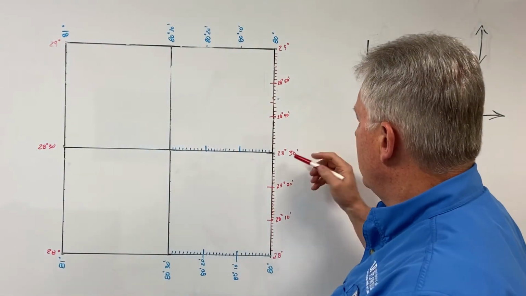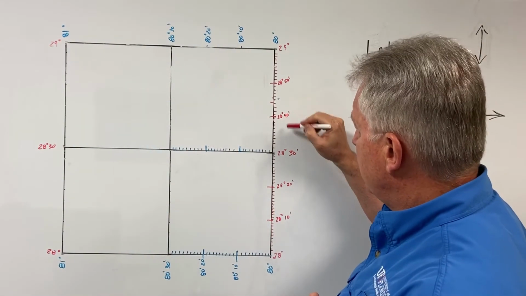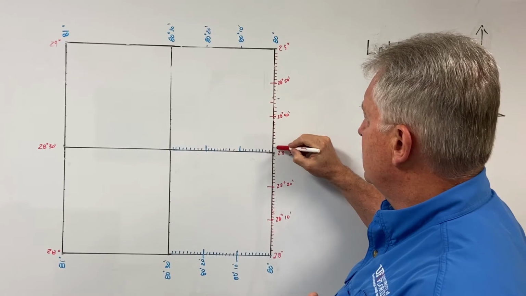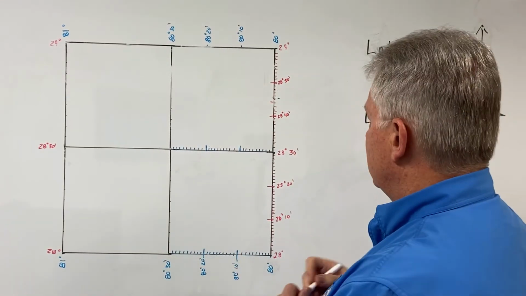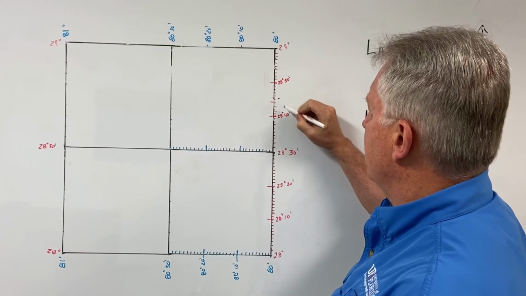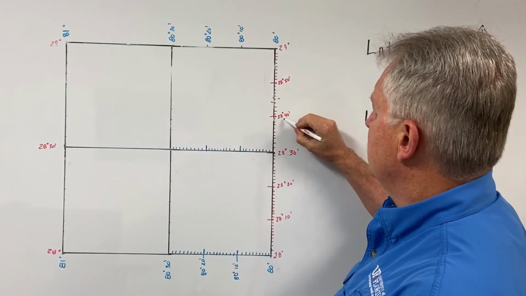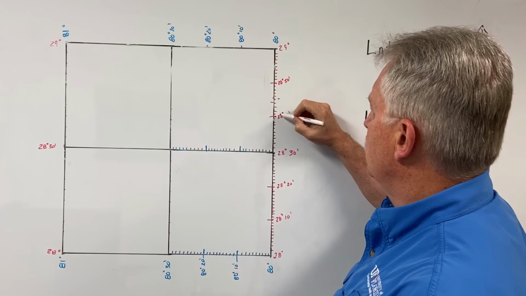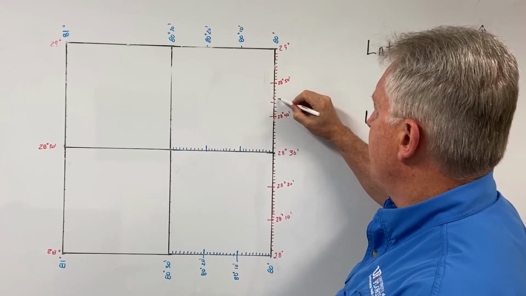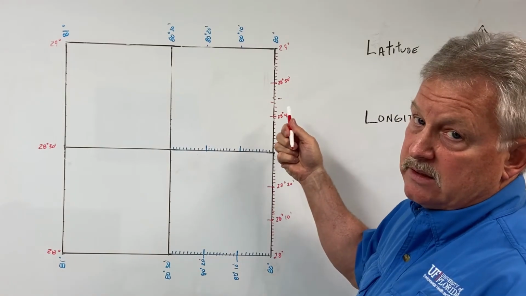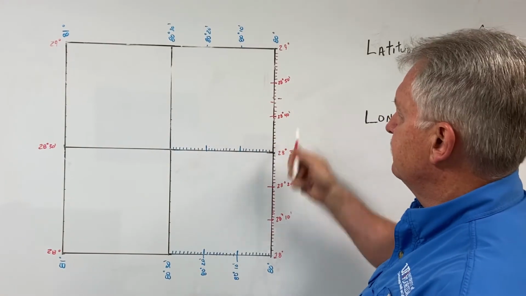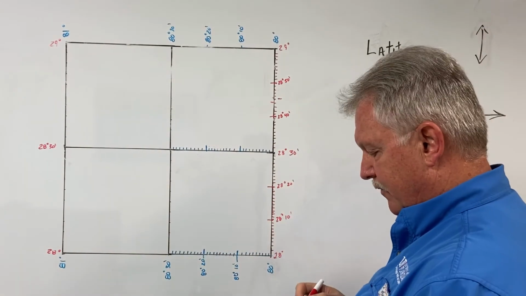As an example, in between the 10-minute marks, you'll have these smaller tick marks. Each one of those is an individual minute. So as an example, we take this little blue mark here, so we know we're at 28 degrees, 40 minutes, and then you would count up the individual 1, 2, 3, 4, 5. So that would be 28 degrees, 45 minutes north. Same for longitude, east and west.